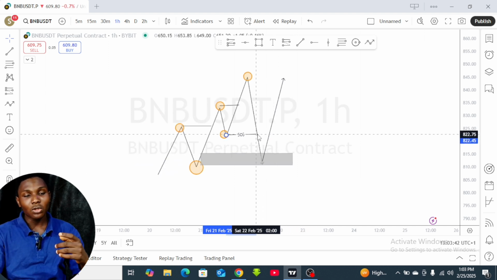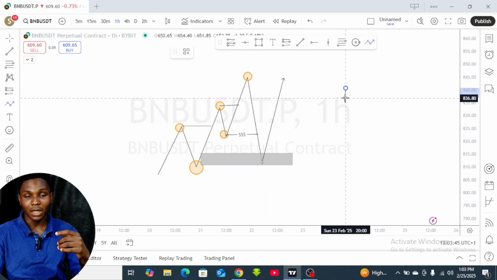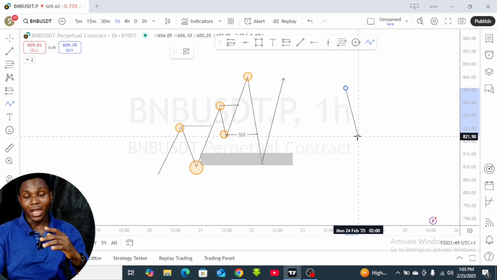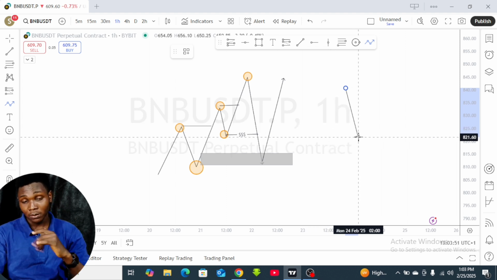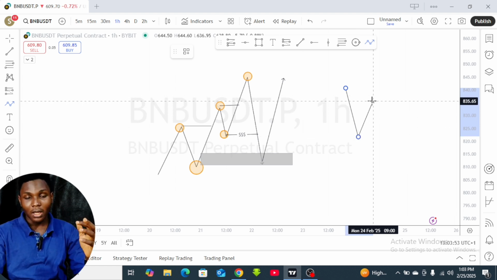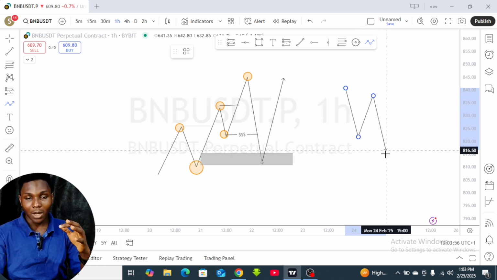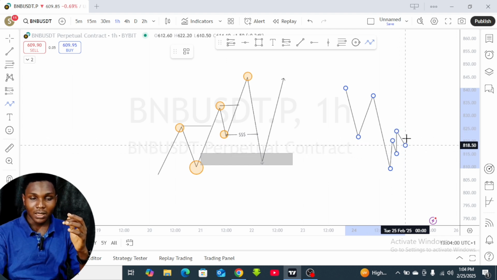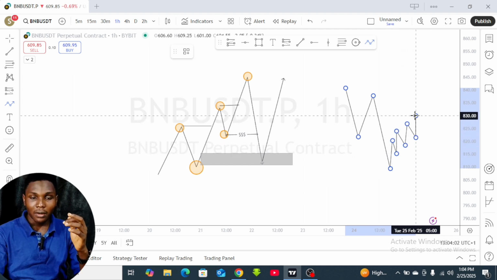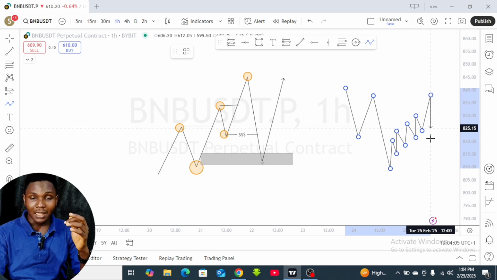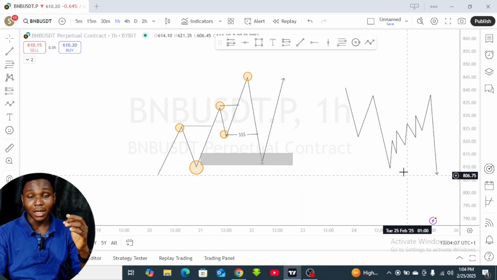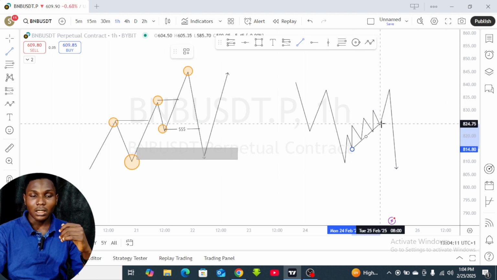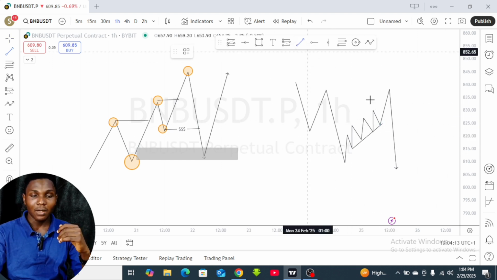Now, liquidity could also be in the form of equal lows and highs. When I mean equal lows and highs, we are talking about a market structure like this. Take, for example, we are in a bearish trend, or we have a bearish market structure, and we see lower highs and lower lows forming, and then at some point we see price going in this form. Now, right here, what is the market creating? A trend line. And this trend line serves as what?